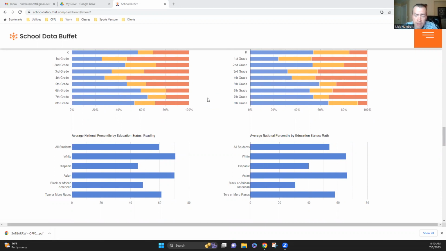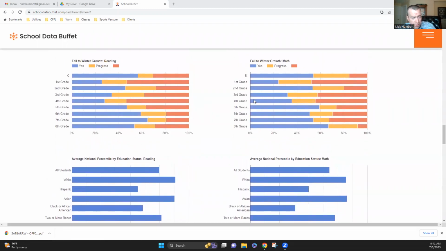Black or African American, Hispanic, and then free and reduced lunch, students with IEPs, and ELL, English proficiency. Those tend to be some of the subgroups that schools are really interested in. If that is something that you want to explore, that's not a problem at all. And you can see these growth numbers are analyzed in that specific way.